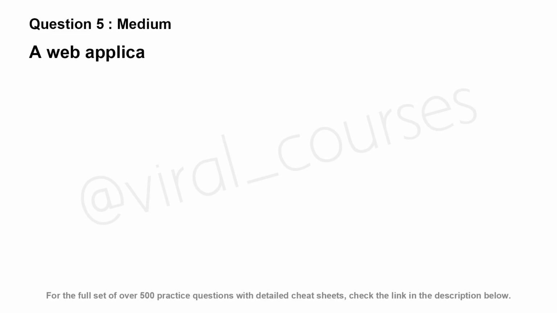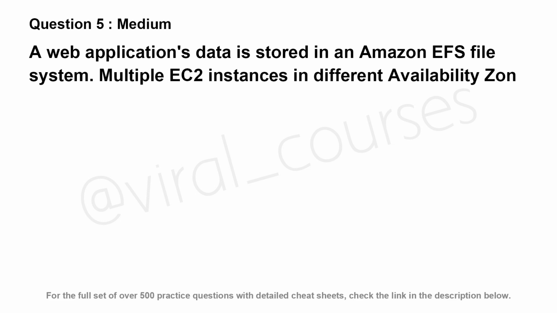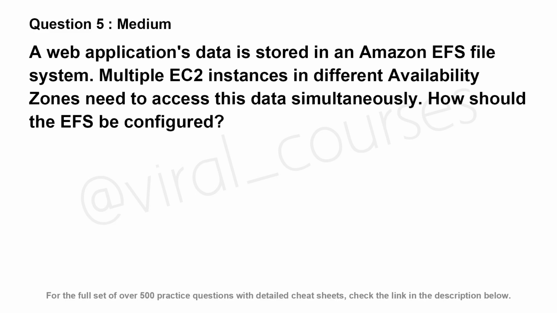A web application's data is stored in an Amazon EFS file system. Multiple EC2 instances in different availability zones need to access this data simultaneously. How should the EFS be configured?